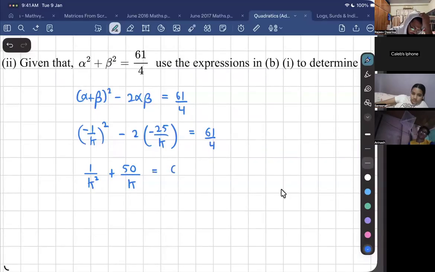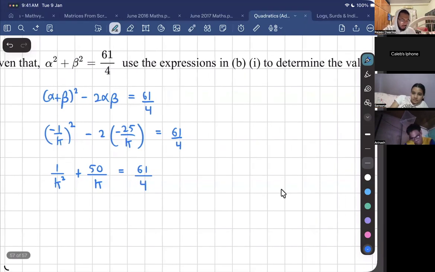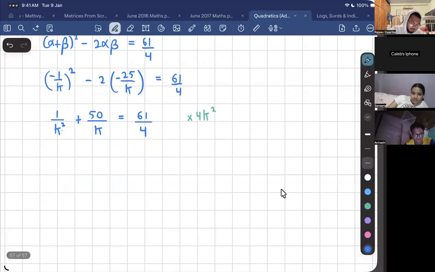Is equal to 61 over 4. Avinash and Lucia, it's the exact same steps as last time. Same next step. What's the LCM between k squared, k, and 4? 4k squared. All right, so I'm going to multiply every single thing by 4k squared. Over here, the k squared and the k squared are going to cancel off, so that gives me 4. Over here, one k is going to cancel off with one of the k's, so you end up with 50 by 4k.